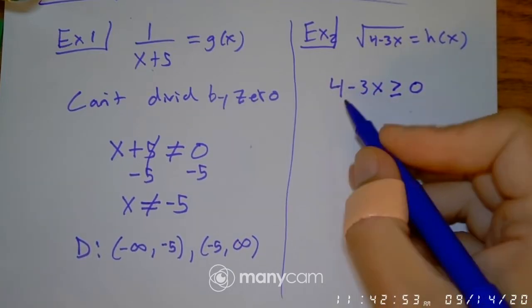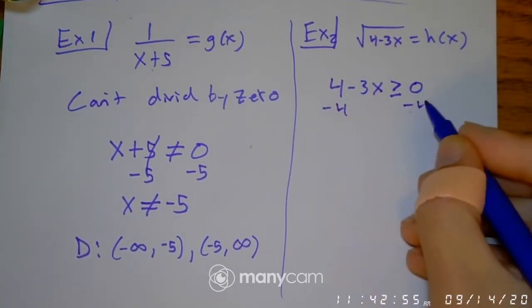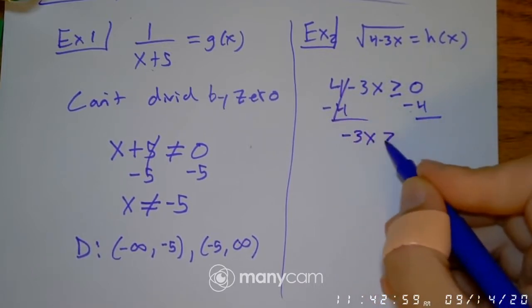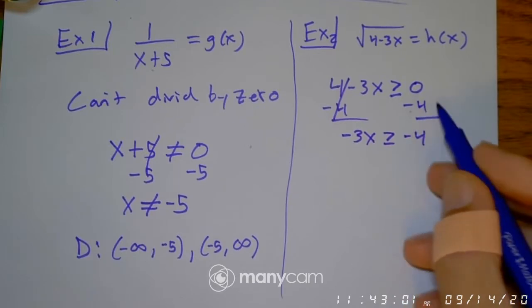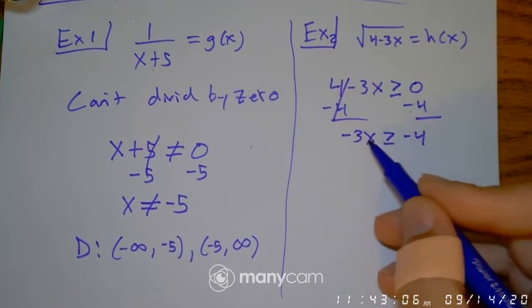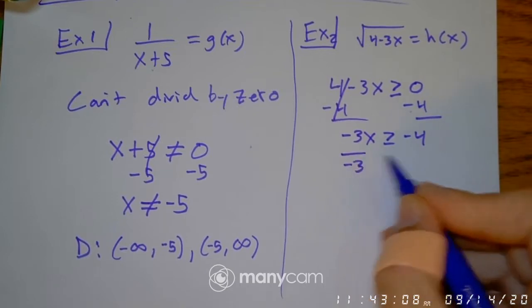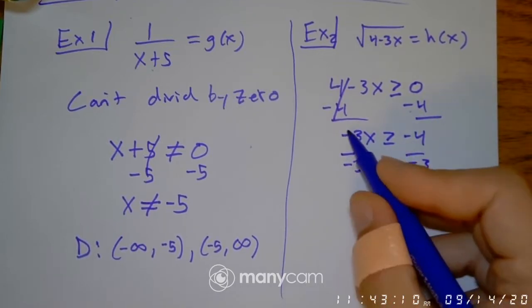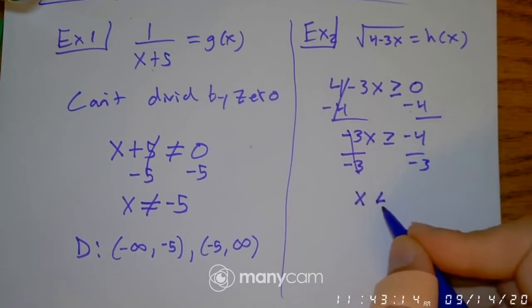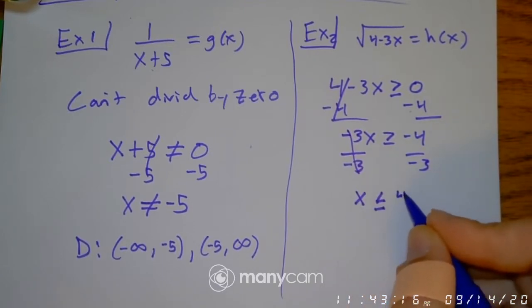Okay, so I'm going to go ahead and solve this. Now, the reason why I picked this one, because you guys remember what happens with inequalities if you multiply or divide by a negative? Right? If you multiply or divide by a negative, this sign changes. So it's going to be x is less than or equal to 4/3.